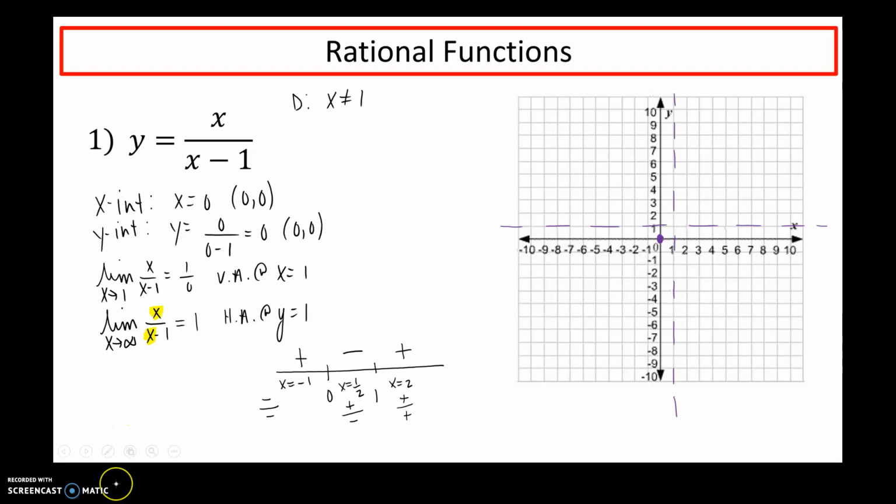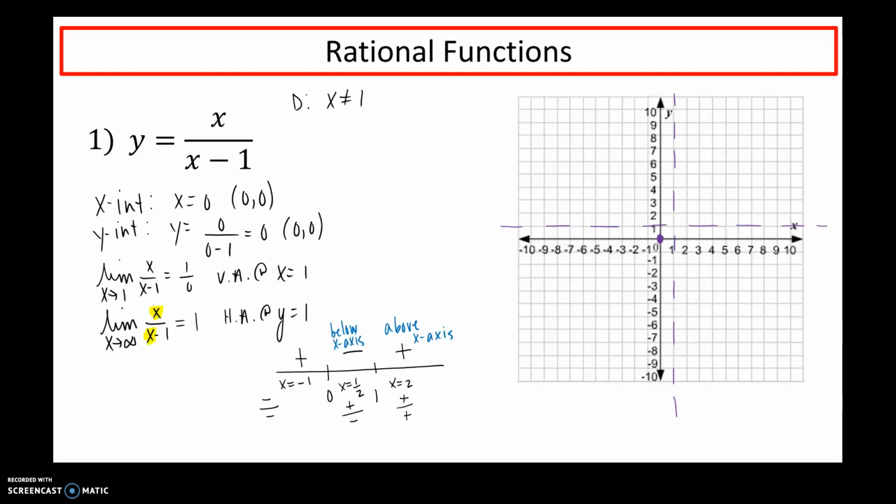Okay, what exactly do these things mean? If I'm plugging x values in, then my outputs are my y's. So what this tells me, if my sign analysis is positive, that means my graph is going to be above the x-axis. All my y values have to be in the positive region. Likewise, if my sign analysis gives me a negative region, that means the graph of my function is going to be below the x-axis, where all my y values are negative values.